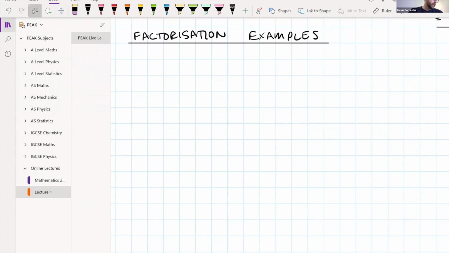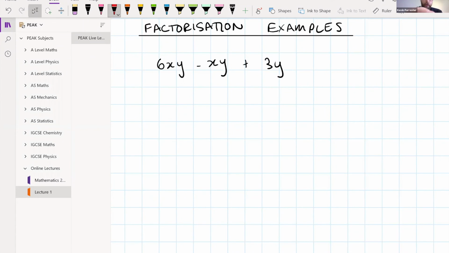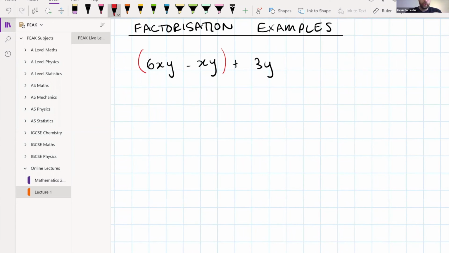Right, so let's factorize the following. I've just got a question here. So we have 6xy minus xy plus 3y. Okay, quite an interesting question. If we take a look at this one, we can see that we can first simplify by combining these two terms together. Because once we've done that, we can factorize out y from all the terms, right? Because y is the common factor in every term present.